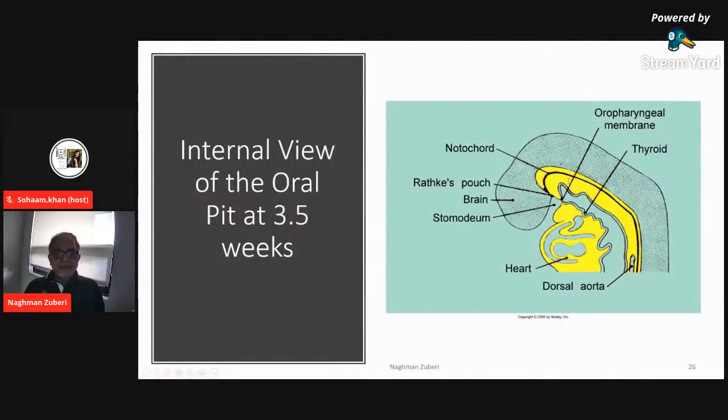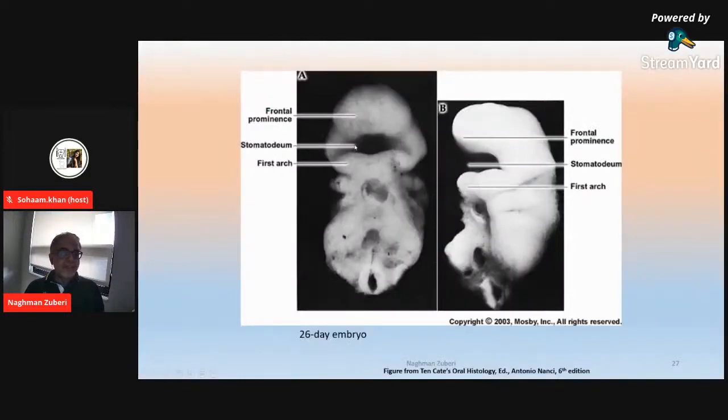Here, again, one schematic diagram, and this is almost a 3.5 weeks old fetus. This is the true picture. You can see the stomodium. This is the frontal prominence, and then the maxillary prominence, the mandibular prominences. Both of these are coming from the first branchial arch. This is almost a 26-day-old embryo.